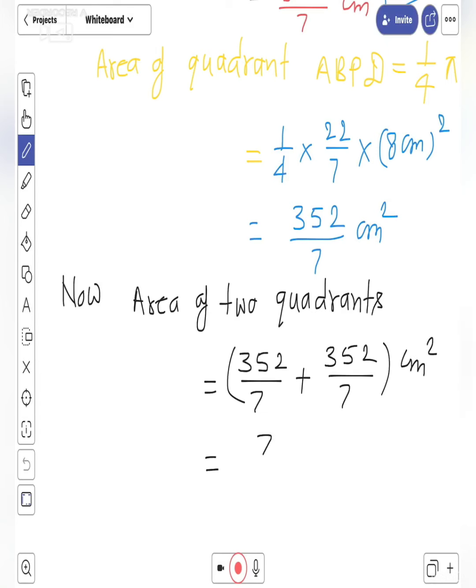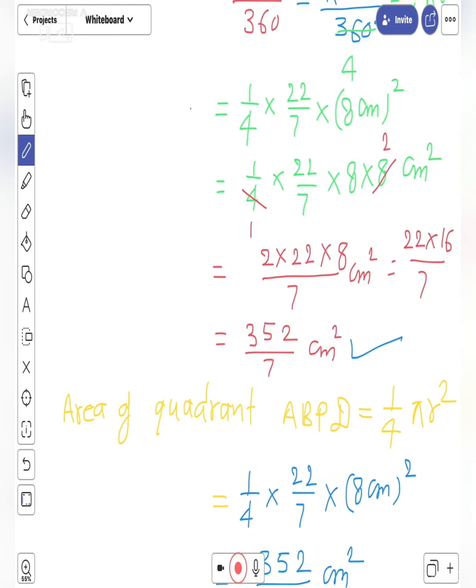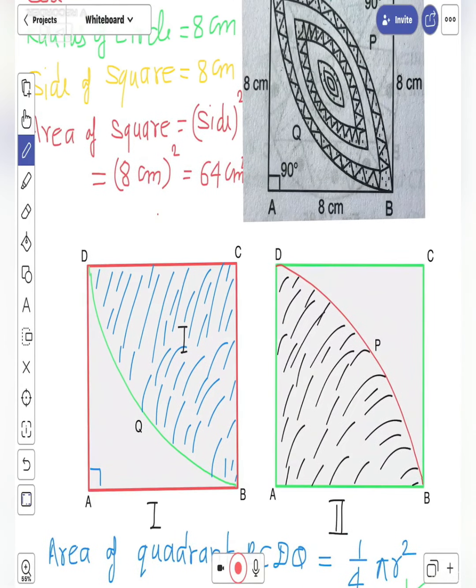And 352 twice means 704 divided by 7 centimeter square. Once again you cannot cancel, because you will get a mixed fraction, otherwise a decimal form. Okay, so dear, this is the area of two quadrants. Now what to do to find the area of this common design?